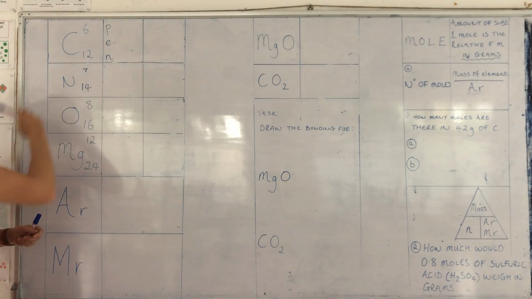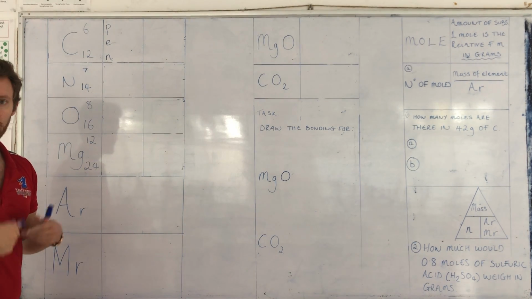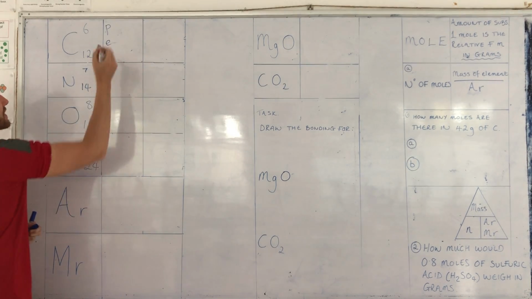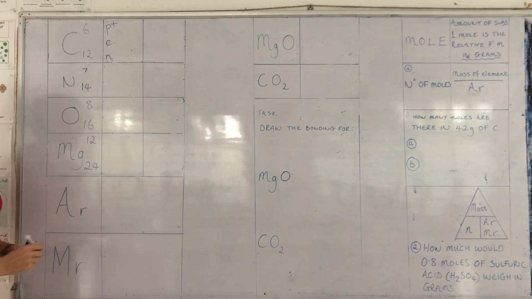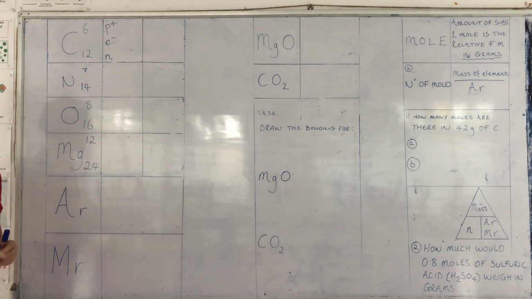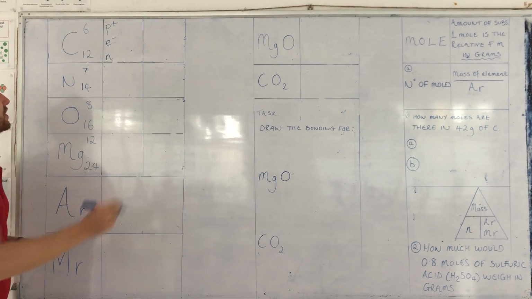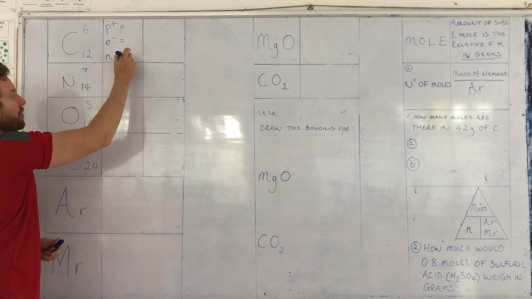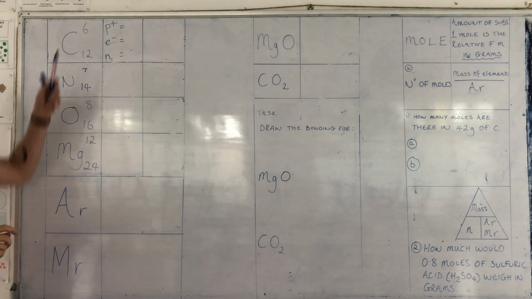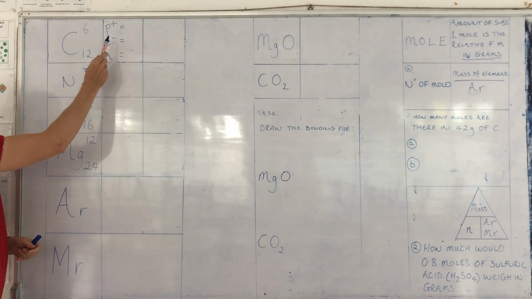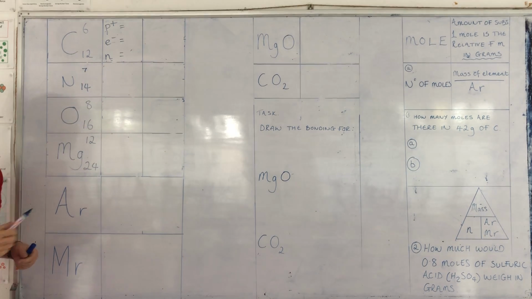So each element, or each atom I'm going to say here, is made up of 3 particles. We have our protons that are positively charged. We have our electrons which are negatively charged, and our neutrons which have a neutral charge. We can take information from each element within the periodic table to identify the number of protons, electrons, and neutrons.